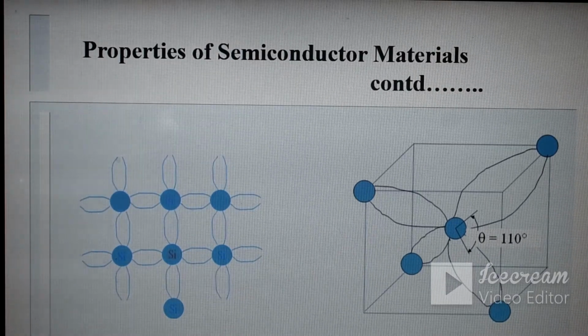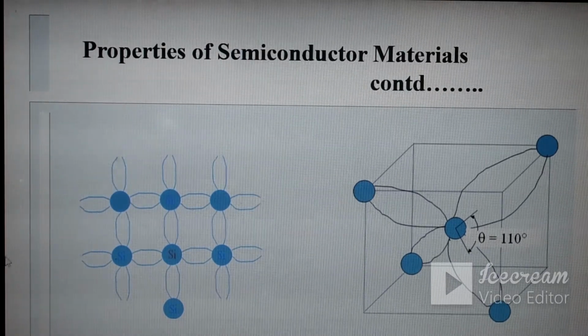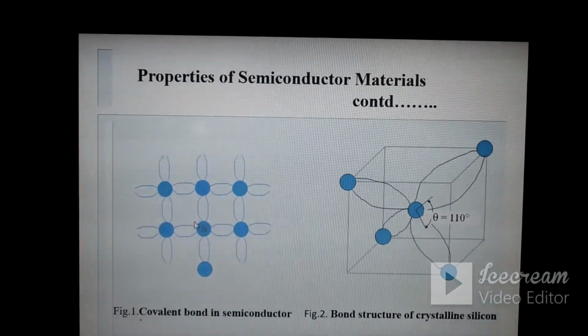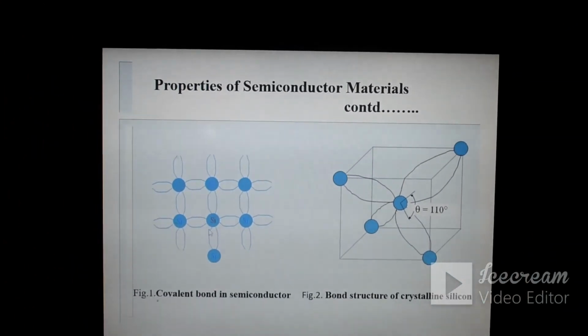Due to this orientation, we get a perfectly ordered diamond structure made by carbon atoms and crystalline structure made by silicon atoms. Let us take an example. Semiconductor crystals are held together by covalent bonds, that is highly localized short range bonds, less than 1 nanometer. So here the covalent bond in silicon semiconductor is shown.